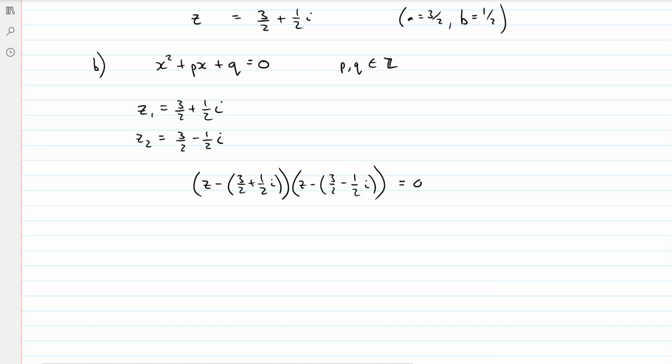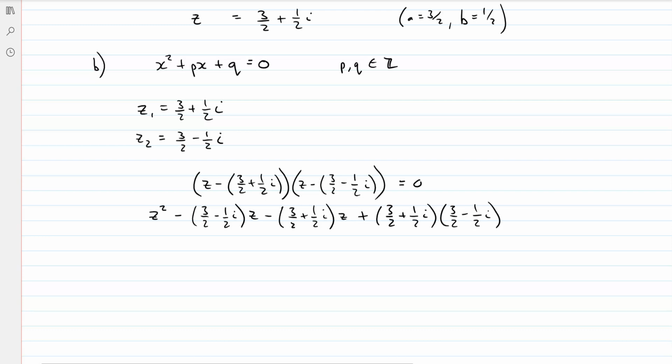Equals 0, and if we expand all this and simplify like we did the last question, we should get our quadratic. So z squared, we're going to get minus 3 over 2 minus a half i times z, and then minus 3 over 2 plus a half i z. Minus times a minus gives us a plus, and we get 3 over 2 plus this, times 3 over 2 minus this. Okay, just treating this like this, z times this whole bracket, and then the same with the second term in the first bracket. This one times this, and this one times this. Equals 0, and then simplify.